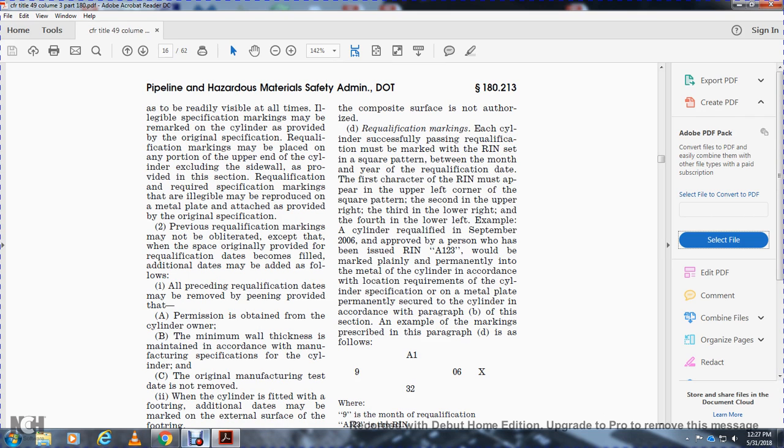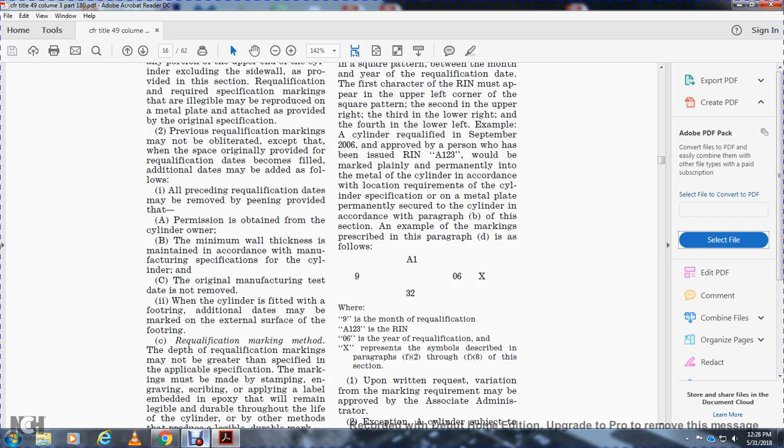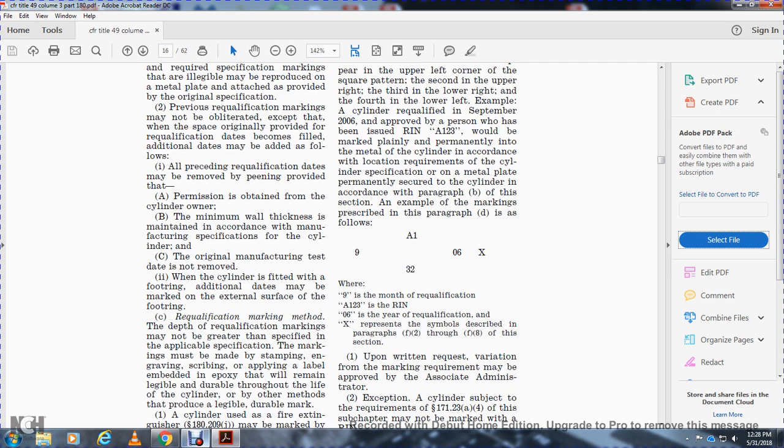be marked plainly with the permanently into the metal of the cylinder in accordance with the location and requirement of the cylinder specification on the metal plate permanently secured with the cylinder in accordance with the paragraph B of the section. Example of the markings prescribed in paragraph D of this section is as follows. And is the month of the qualification. A123 is the RIN. 06 is the last year qualification. X of the representative similar described in paragraph F2 through F8 of the section.